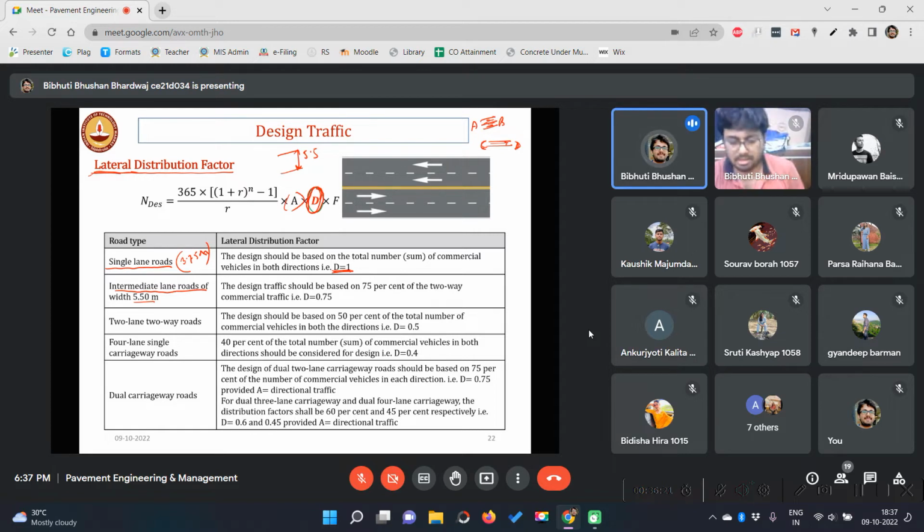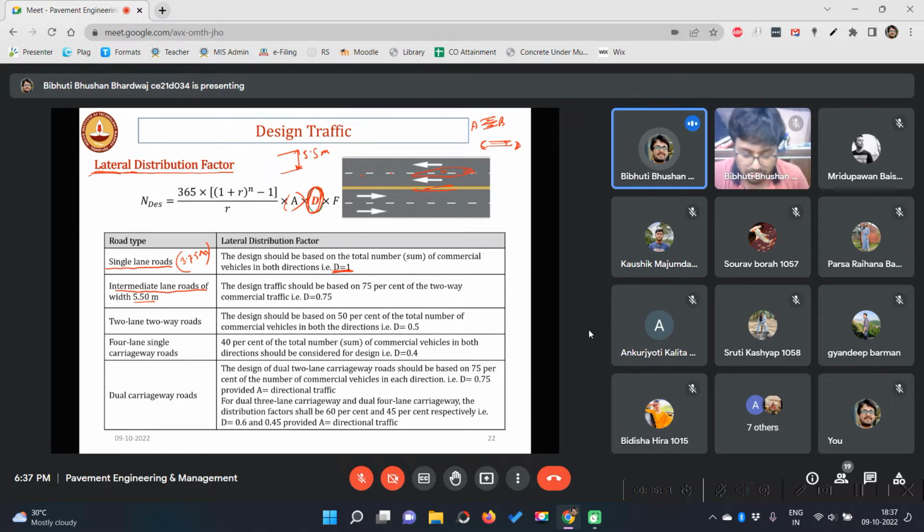5.5. Sometimes, have you noticed these intermediate lane roads? On some roads, you will see that it's not a double lane. There is no demarcation like this, but it is a little bit more than a single lane. Have you seen this type of road? Yes, sir. So that width is generally 5.5 meter, and it's called an intermediate lane road.